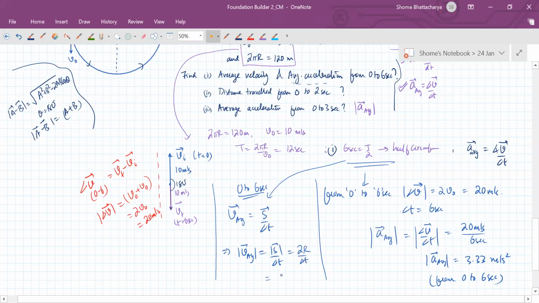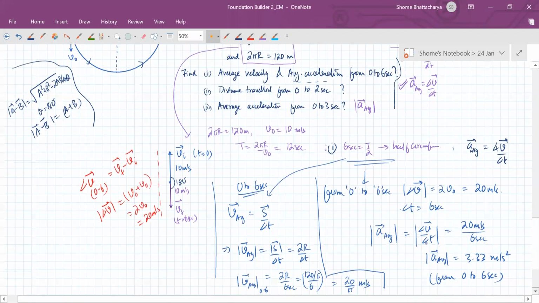Okay. So it will be 2r divided by 6 seconds. So 2r I can write as 2 pi r divided by pi, no? So 120 by pi divided by 6. So this will become 20 by pi meters per second. This will be the magnitude of average velocity from 0 to 6 seconds, whereas this is the magnitude of average acceleration.